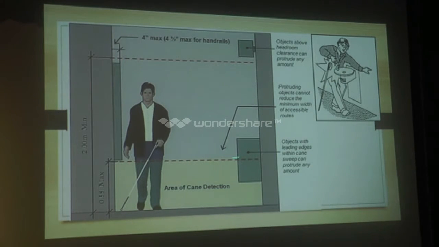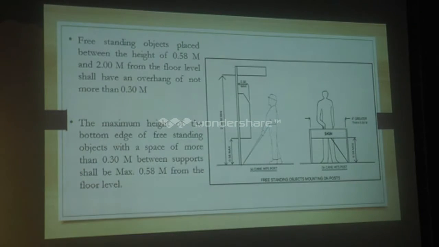The typical area of point detection is shown. So for any objects above 2 meters, any protrusion can be allowed. Similarly, a freestanding post, wherever it is placed between the height of 0.58 and 2 meters from the floor level, shall have an overhang of not less than 0.30 meters. So this is the overhang on the standing post, where the height is 0.58 here, and at 2 meters and above, any overhang is possible.